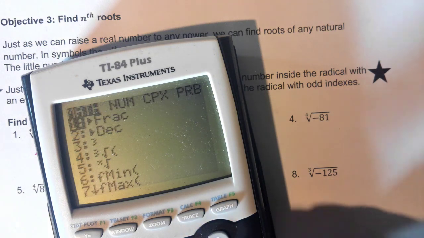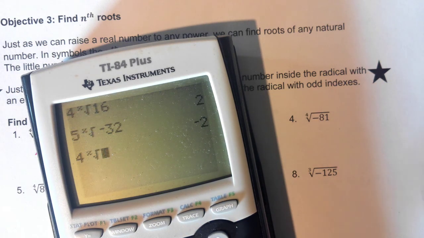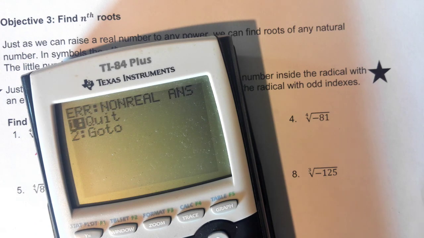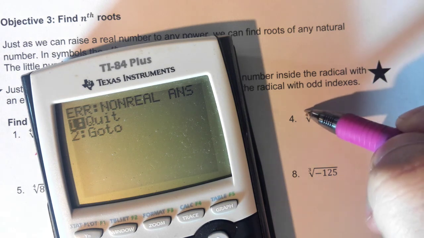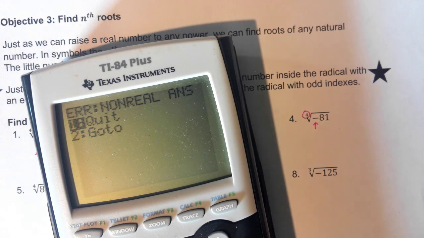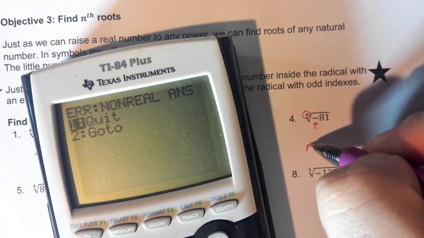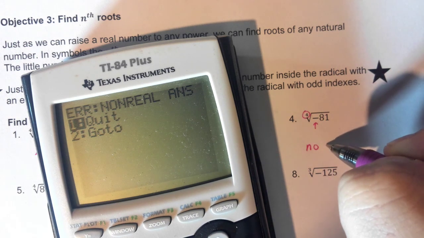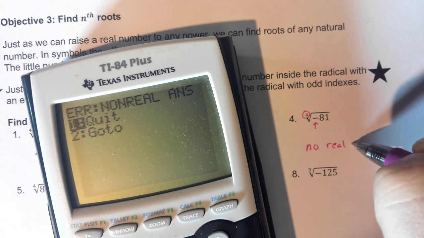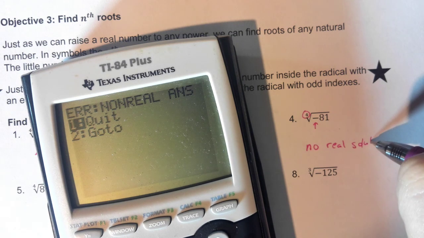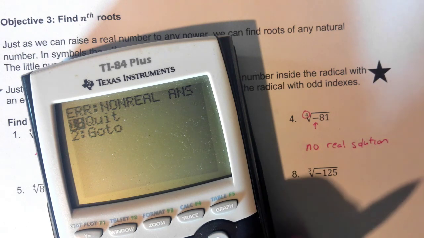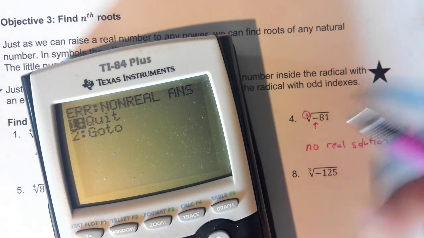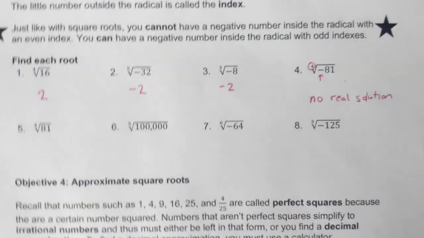I know what it is, but it's fine. The fourth root of negative 81. Oh, what's that? Non-real answer. Why is that? Oh, look at that. I had an even index with a negative inside. So this is no real solution. So remember, even index can't have a negative inside of that radical.